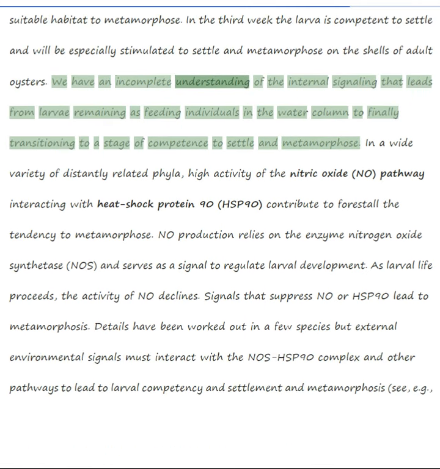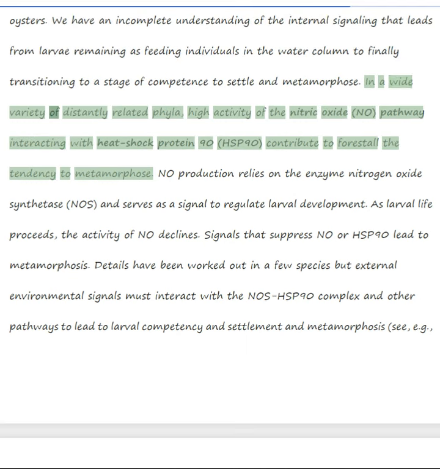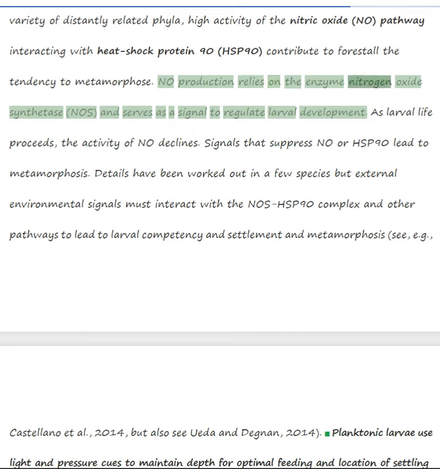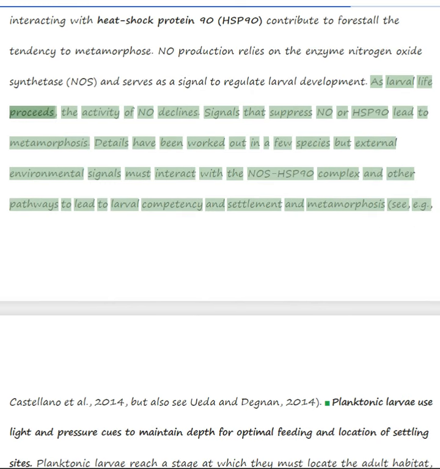We have an incomplete understanding of the internal signaling that leads from larvae remaining as feeding individuals in the water column to finally transitioning to a stage of competence to settle and metamorphose. In a wide variety of distantly related phyla, high activity of the nitric oxide pathway interacting with heat shock protein 90 contributes to forestalling the tendency to metamorphose. NO production relies on the enzyme nitric oxide synthase and serves as a signal to regulate larval development. As larval life proceeds, the activity of NO declines.